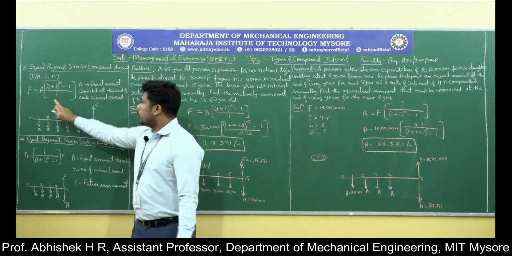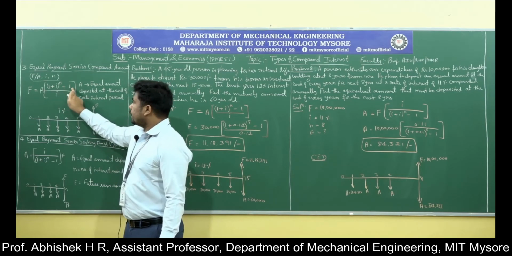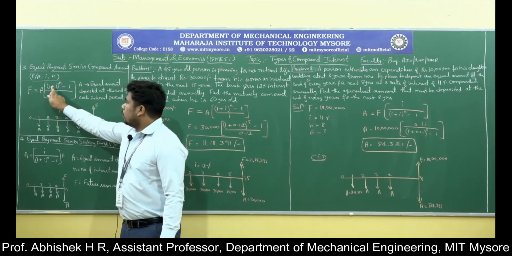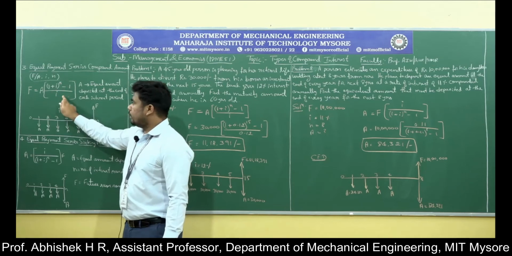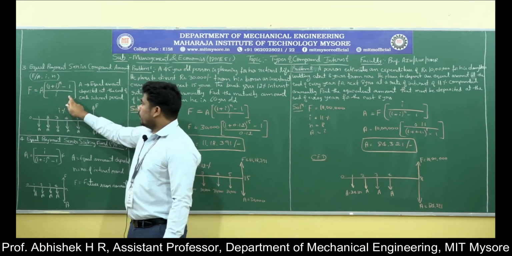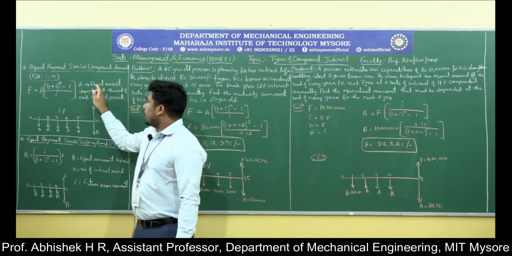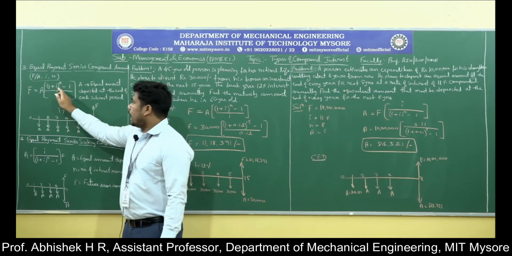Now the formula to find out the future sum of amount is F is equal to A into (1 plus i) whole to the power n minus 1, the whole thing divided by i. So here F is what? Future sum of amount, and A is equal amount deposited at the end of each period, and i is the rate of interest.